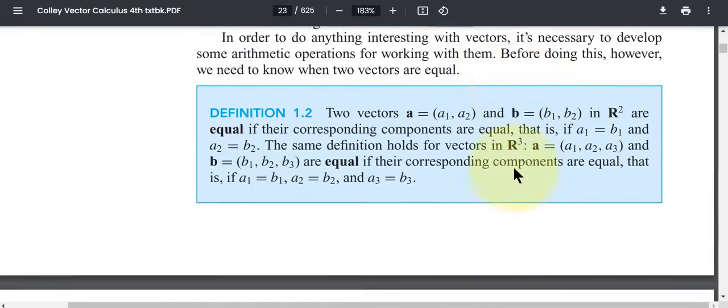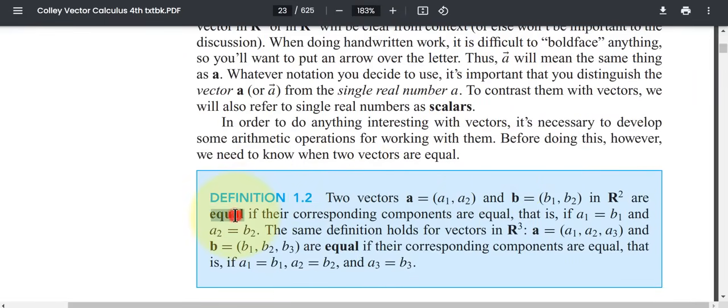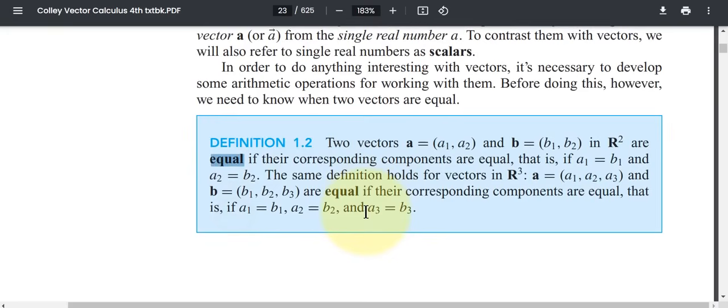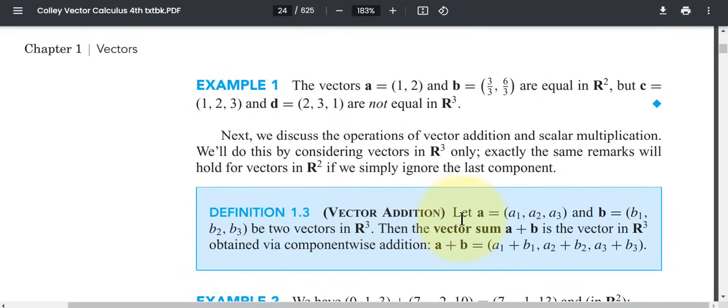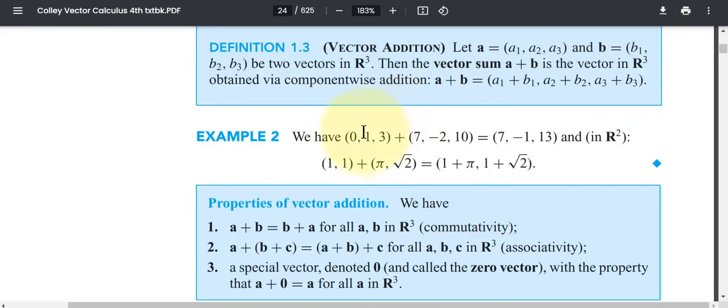Okay, the next thing after we decide what we mean by two vectors being equal is, how about if we want to add two vectors? What do we mean by doing that? Here we call it vector addition. Suppose we have this vector and this vector, and we want to add them. We don't know what this means yet, but they're going to tell us. It just means you take the first element here plus the first element here, and so on, and you get this. For example, if you take these two and add them, you get 0 plus 7, 1 plus negative 2, and 3 plus 10, so you get something like this.